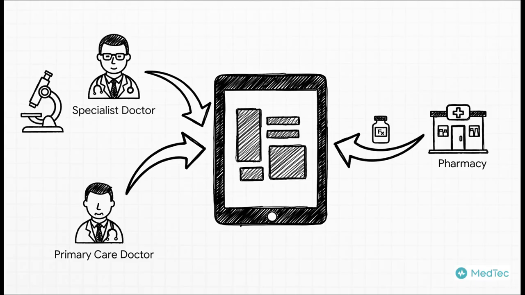Lab orders are sent out electronically. Then, and this is so important, the results flow automatically right back into the patient's single unified health record. That means both the specialist and the primary doctor can see them. Prescriptions, they're sent digitally to the pharmacy, which gets rid of all those errors from bad handwriting.